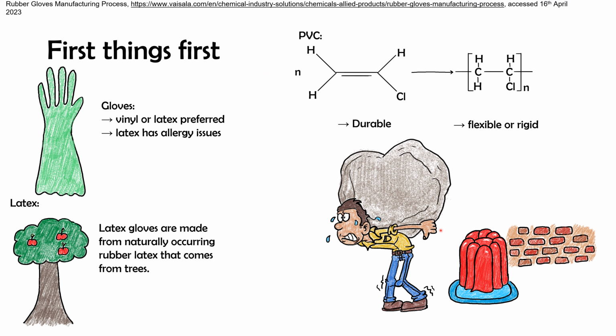A surgeon and other healthcare professionals in the operation room need to prevent disease by wearing gloves. There are three main types of gloves that can be used. These are vinyl, latex, or nitrile gloves. Latex gloves are made from naturally occurring rubber latex that comes from trees. Latex is a milky fluid found from the bark of rubber trees.